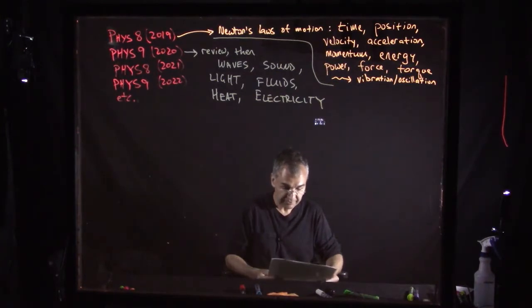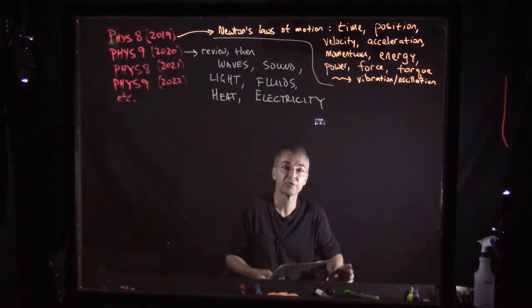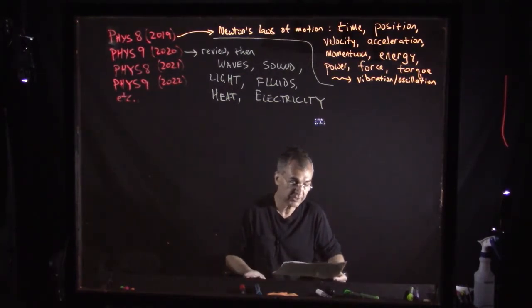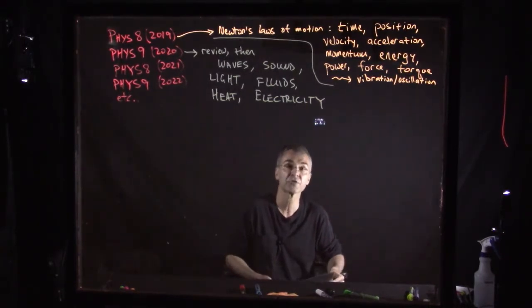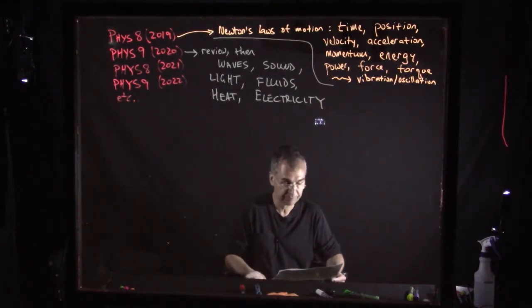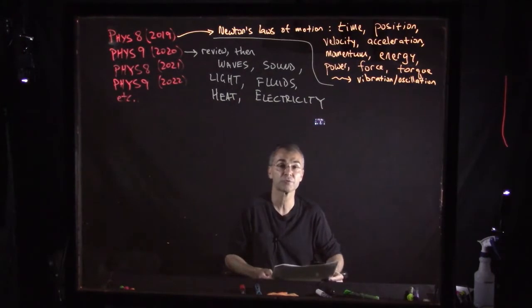So if you took Physics 8 last fall, or if you plan to take Physics 8 next fall, Physics 8 has an emphasis more on forces, torque, vectors, and so on. That's the stuff you need for the structures side of architecture. So our studying waves, sound, light, fluids, heat, and electricity this semester will be most relevant to the environmental systems side of architecture. Another common theme will be basically transforming energy from one form to another.